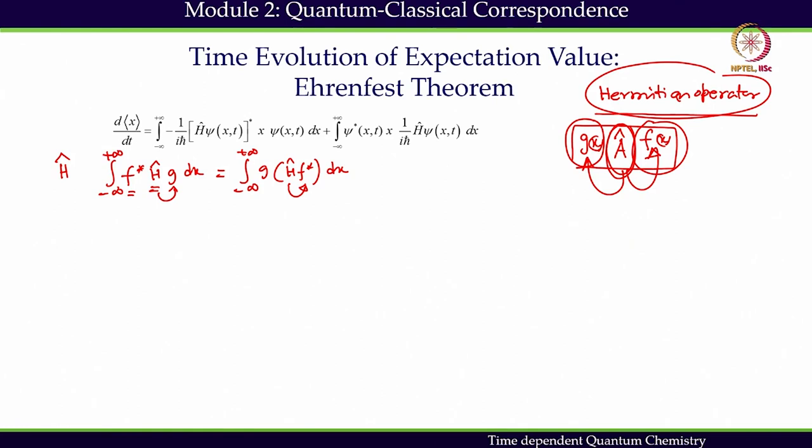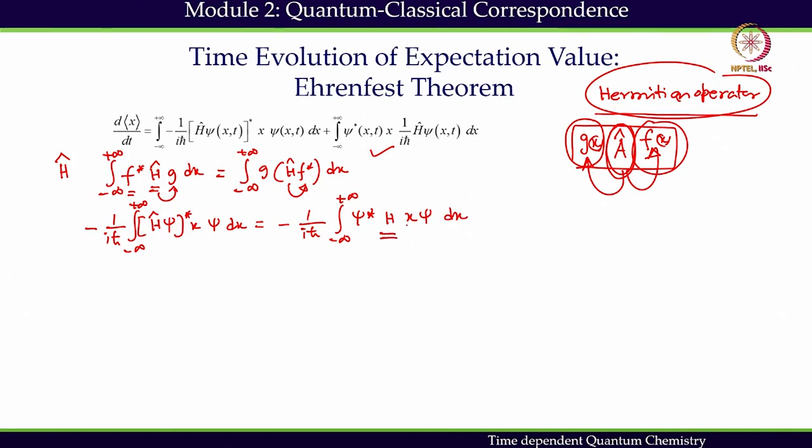So if it is so, we can rewrite this equation as follows. I can write 1 by iħ ∫ from minus infinity to plus infinity (H ψ) star x ψ dx equals minus 1 by ħ ∫ from minus infinity to plus infinity ψ star H x ψ dx. You see, I have now changed the position of the Hermitian operator, and that is possible. This is the way a Hermitian operator will work. And if it is so, then I can rewrite this as follows.